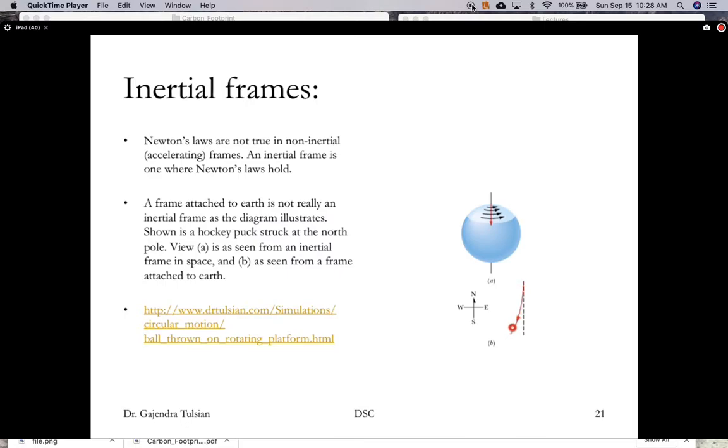And this can only happen if there's a force. So because you're attached to a non-inertial frame, you see a force where one does not exist. And these are called fictitious forces. Anyway, so that was because you were not in an inertial frame of reference.